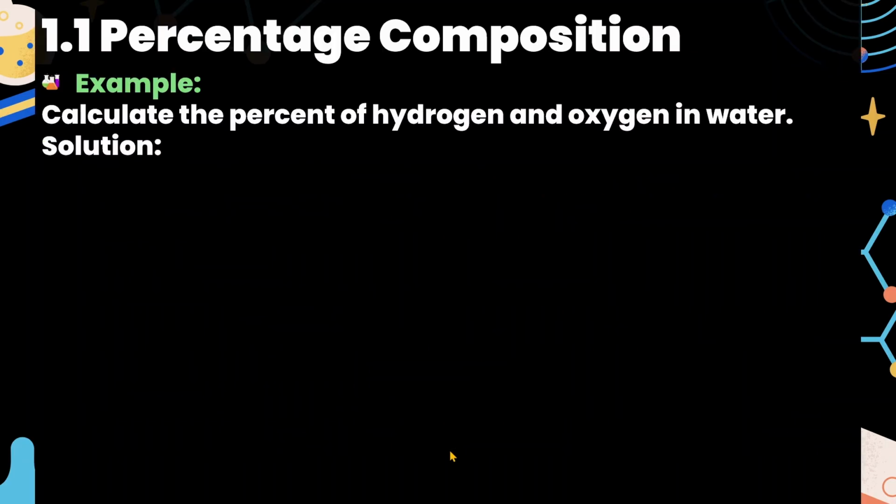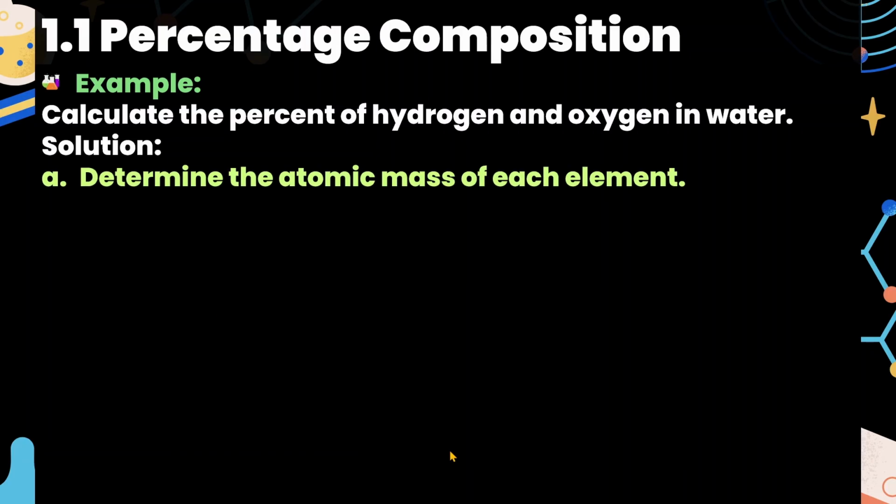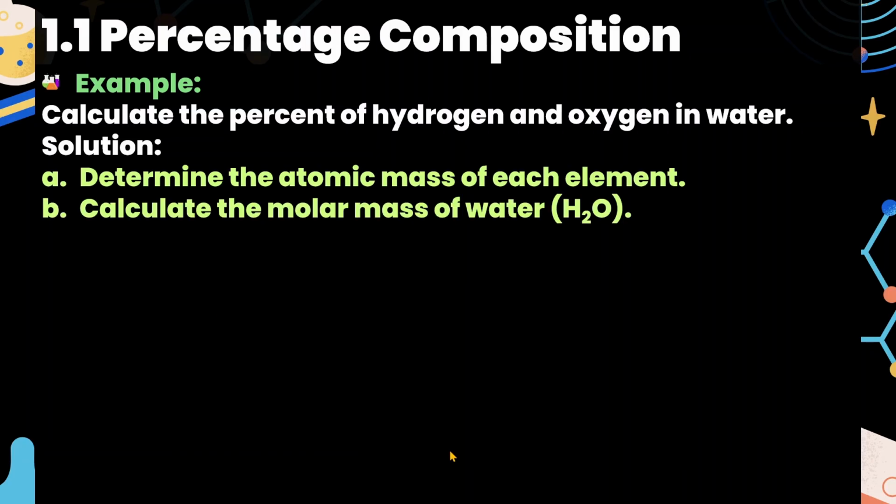Okay? Example, let's calculate the percent of hydrogen and oxygen in water. The first step is to determine the atomic mass of each element, and we'll calculate the molar mass of water. To determine the atomic mass of each element, you'll need to have the periodic table of elements. So we know that hydrogen and oxygen, their molar masses, or atomic masses, are presented in the periodic table of elements. So we'll now have to calculate the molar mass using the atomic mass of each element.